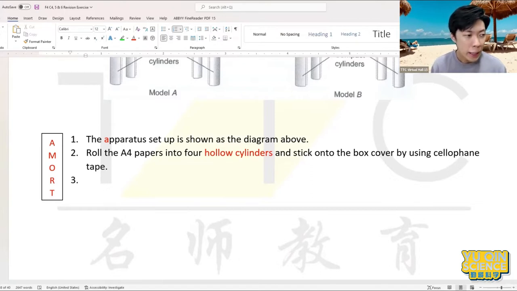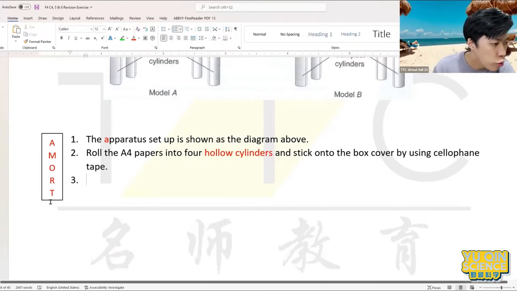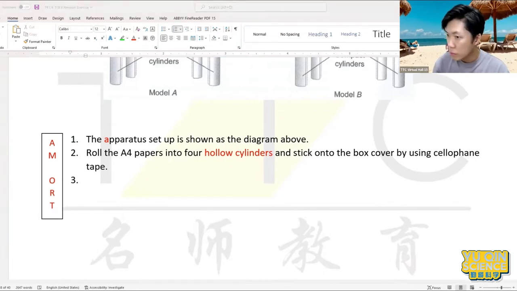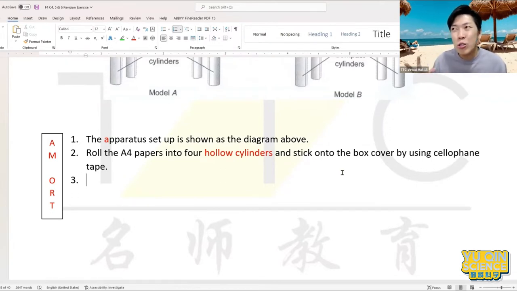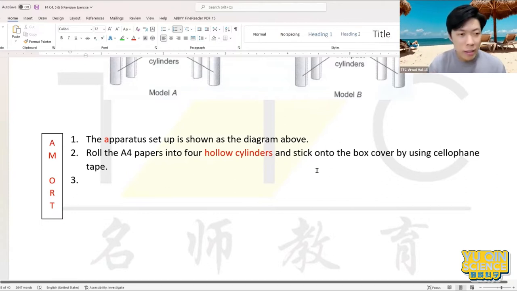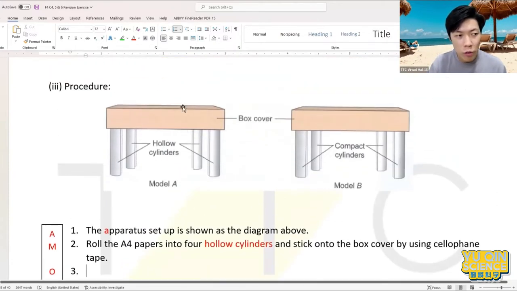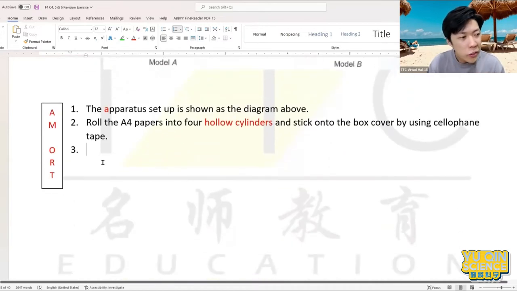Then we go to number three, everybody. Number three will be O, which stands for observation. I want to try my best to describe what I observe. What we are doing here is placing textbooks on top of the hollow cylinder and seeing how many textbooks it takes to bend the legs. So you want to talk about that. Let's see, what can we write?